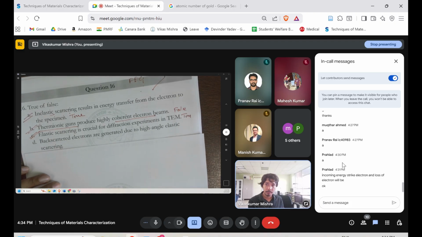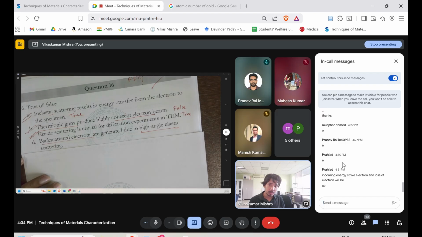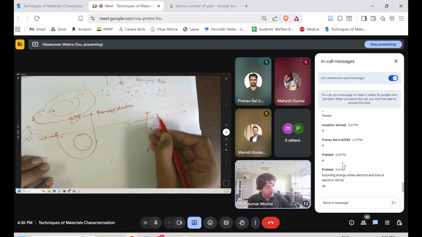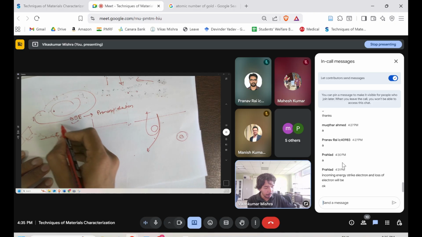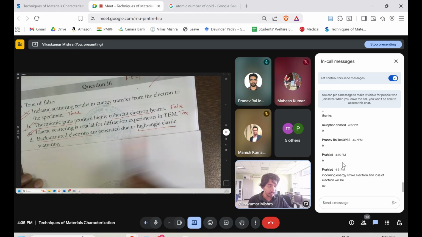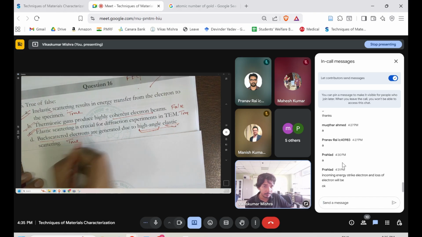D. Backscattered electrons are generated due to the high angle elastic scattering. What do you think? Is it true or is it false? Here, the scattering is less, while if we talk about the backscattered electron, the scattering will be more. So backscattered electrons are generated due to the high angle elastic scattering. Why elastic? Because it is interacting with the nucleus. It's not losing its energy. It's not colliding with the electron and losing energy. It's interacting with the nucleus. So it's elastic scattering, true. Backscattered electrons generated due to the high angle elastic scattering, this is also true.